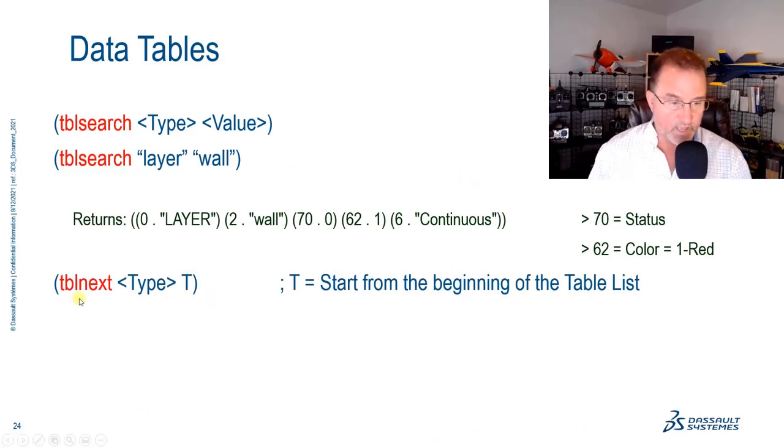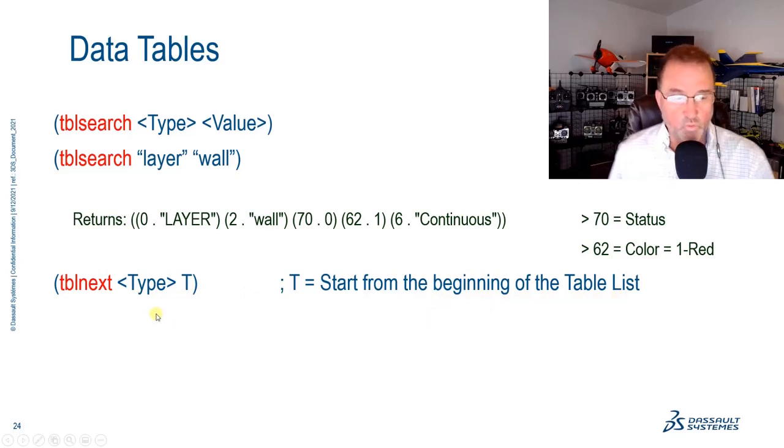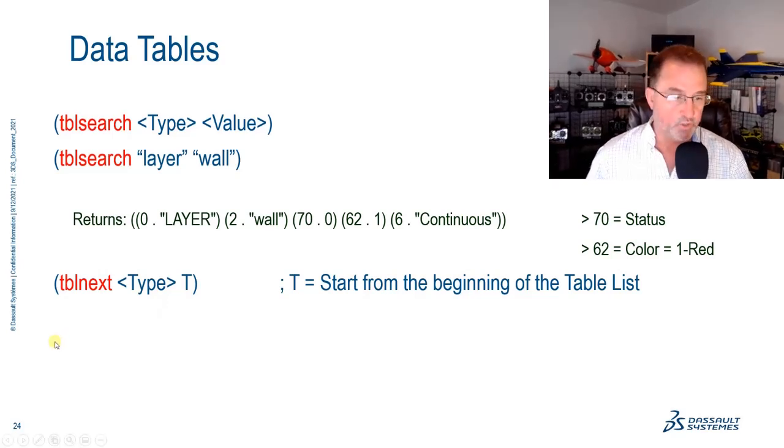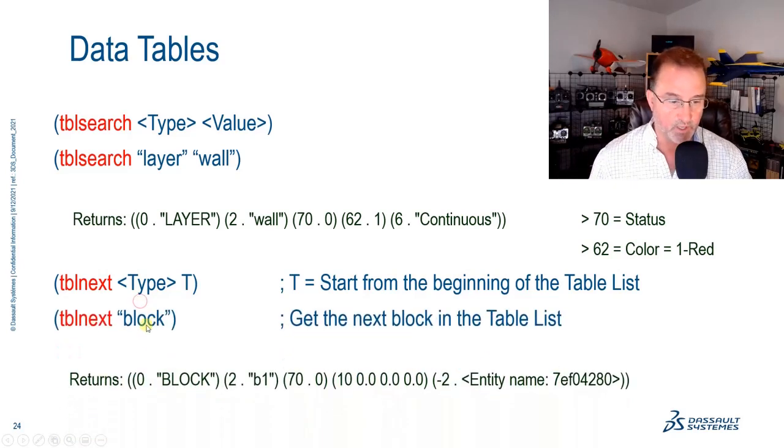Now the function table next will search through the drawing, and based on the type, in this case layer, it will grab the next layer and supply that information sequentially. It'll just keep going through table next to the next layer. But the first time we run it, if we put a T in here for true, it will start from the beginning of the table list. So if you wanted to write a sequence that goes through and looks at every single layer and grabs that information, you'd use table next. You'd start with T, and then the next time you would just say table next and supply the information.